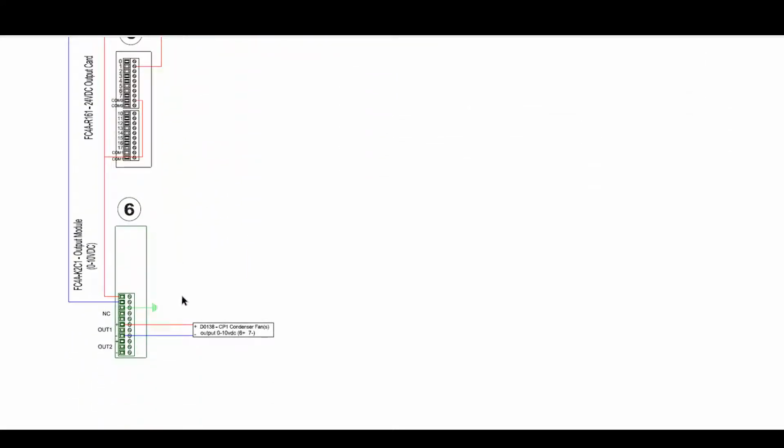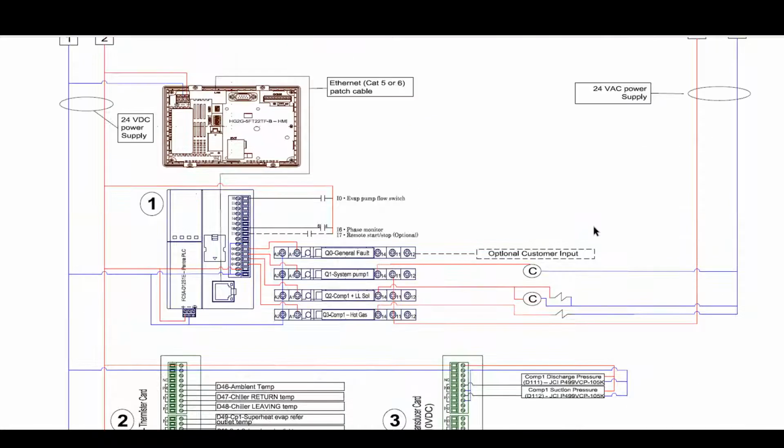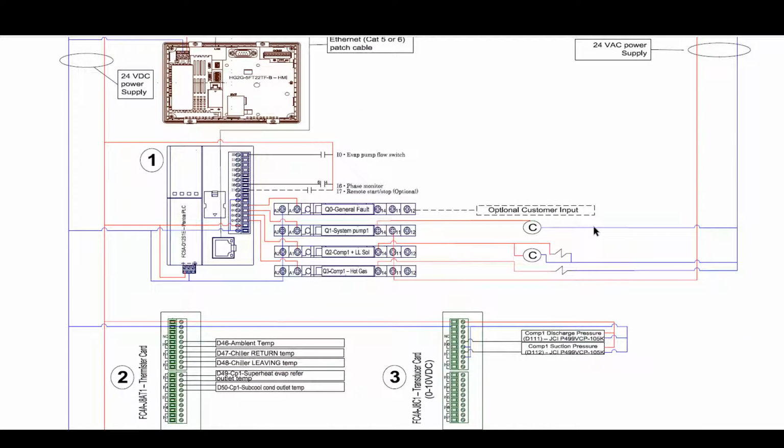And then the last card here is an analog output card, 0 to 10 volt DC, and its job is to output voltage to our VFD for our condenser fan motor. This is the one we're going to be talking about in a second here. So let's roll back up on top and look at the logic of controlling a fan.